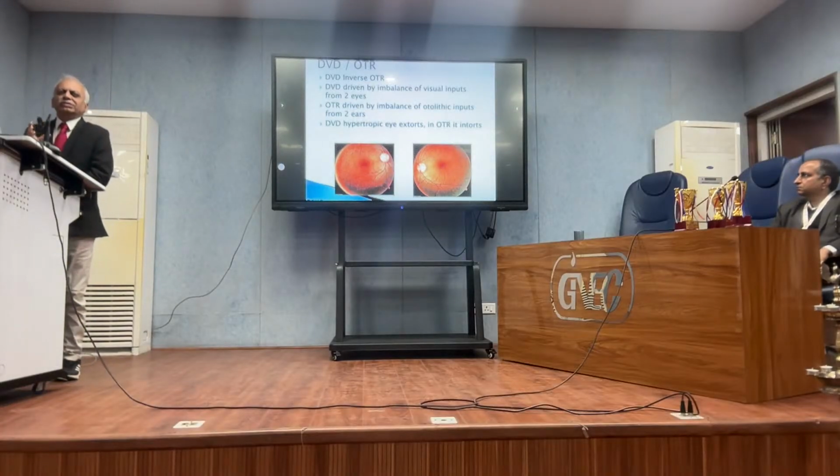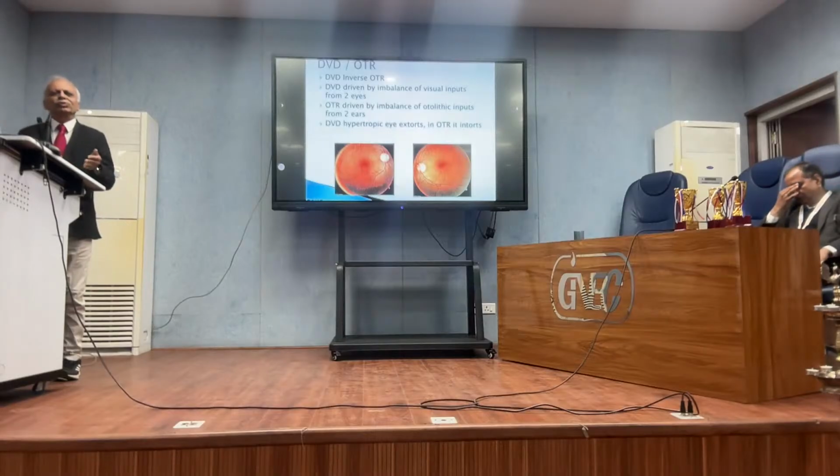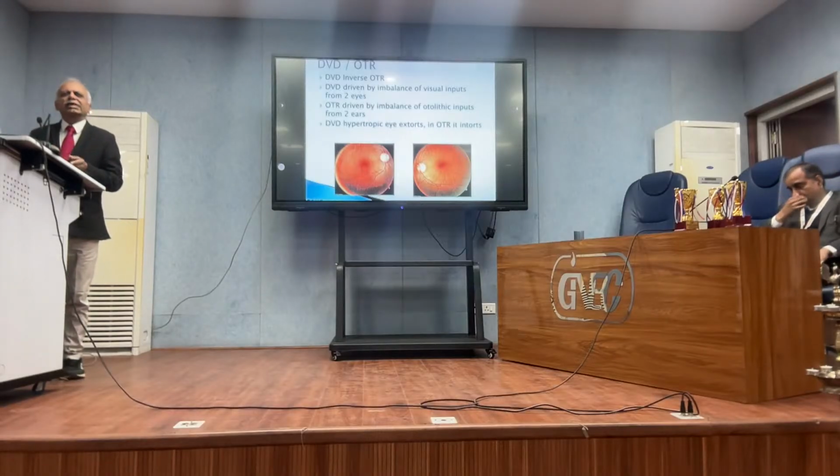OTR is coming from the vestibules, the utricle, the saccule, and the semicircular canals, because these are balance organs. The eyes and utricles, the vestibules work together to keep us in balance, because if we are not having good balance, we will fall down and somebody is going to eat us up. So verticality is very important.